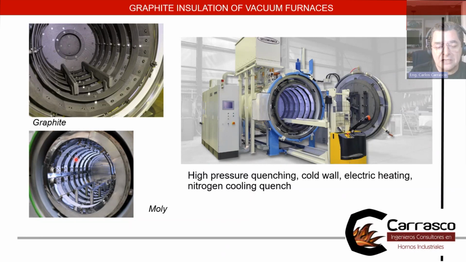So as I was saying in the beginning, it all depends on your process, your materials, and your requirements: what type of insulation you are going to need, what type of heating, and what type of furnace. So different furnaces, different applications, different materials, different temperatures. A vacuum furnace like this regularly can stand temperatures up to 1,300 Celsius.